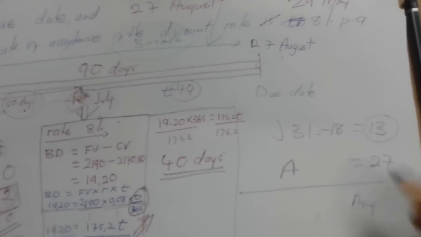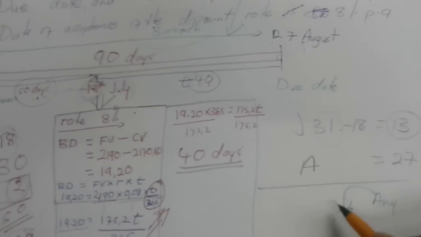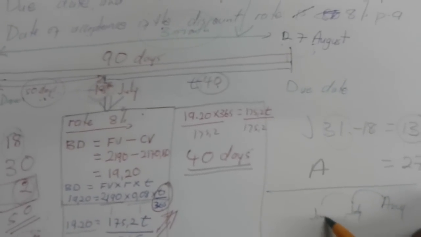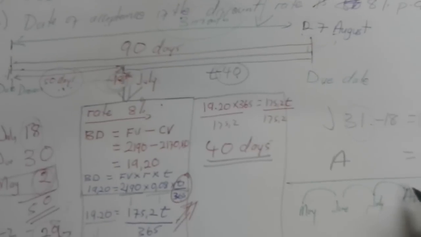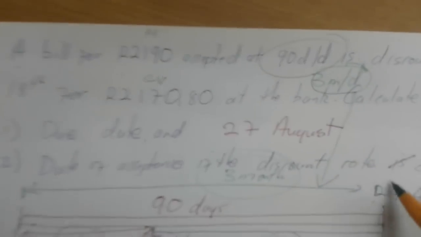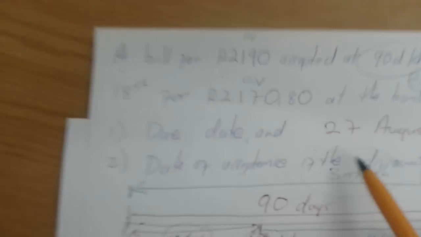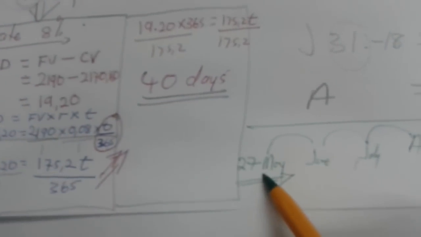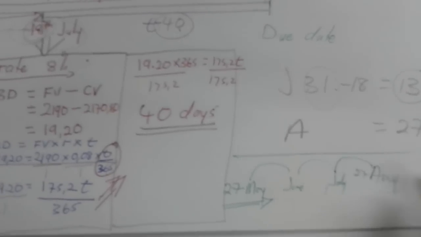So you simply say, okay, August, I have to go 3 months back. If I go back to July, that's 1 month. If I go back to June, that's 2 months. If I go back to May, that's 3 months. Then for the date, you just copy the same date that is here, which is 27 May. So if the terms were 3MD, you would count 3 months back, which is 27 May.